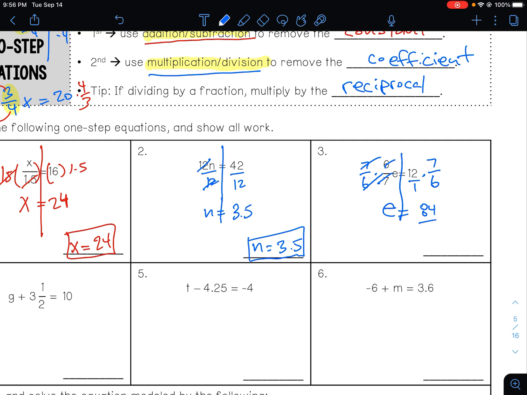Actually, I probably should have done some cross-canceling to reduce it. Yeah, that would have saved me a lot of time. But 60, 66, 72, 78, and 84. I believe that is 14. Yeah, I believe that is 14. E equals 14.